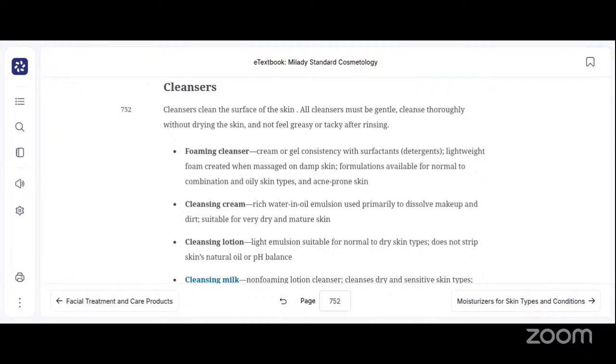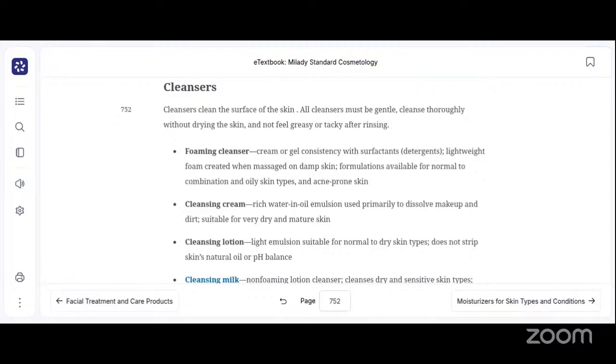A cleansing cream, okay? We normally would have cleansing creams that could be a little thicker, rich, with a water and oil balance. Used primarily to dissolve makeup, so it's like cold cream, removing makeup and dirt, suitable for very dry and mature skin. So this is going to be good for our older, aging skin and also dry skin.